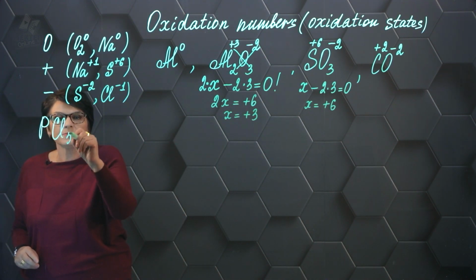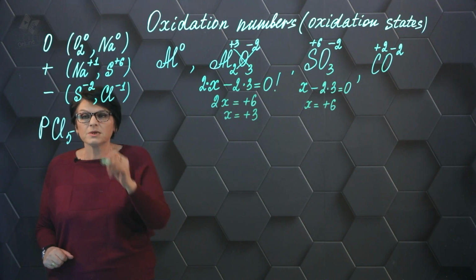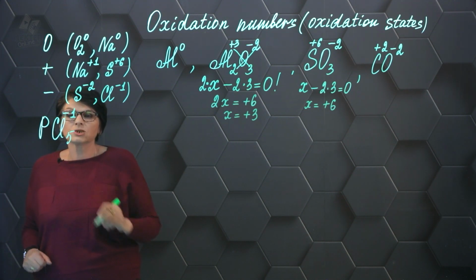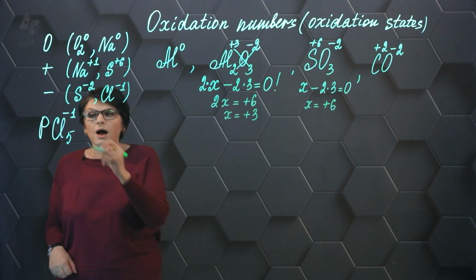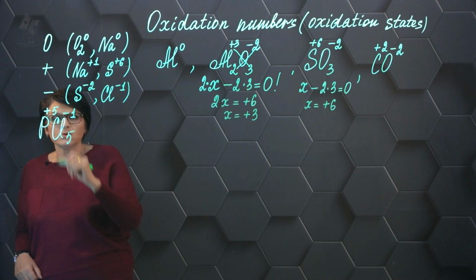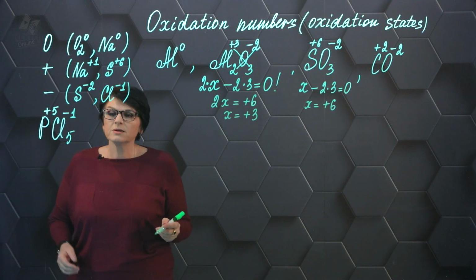PCl5. Phosphorus chloride 5. Okay, chlorine has a group of 7. It's 1 electron short of completion. And then through the rule of the cross, phosphorus will have +5. This is where the rule of the cross works.